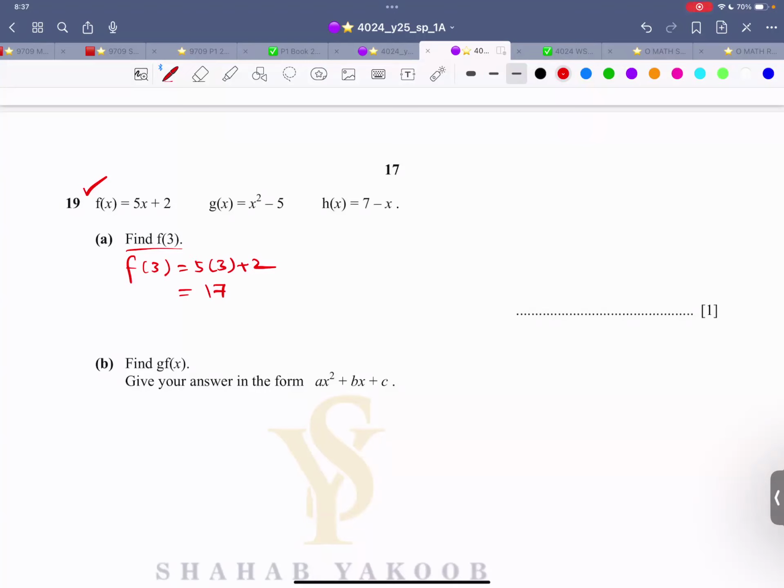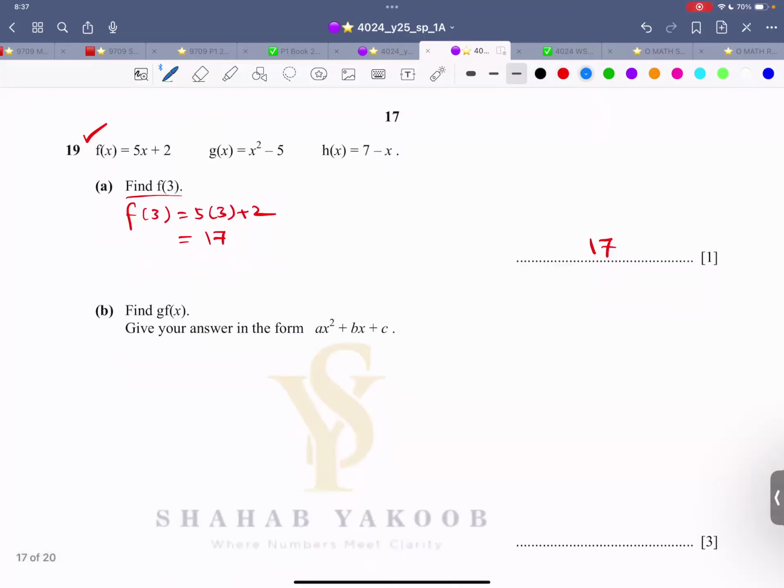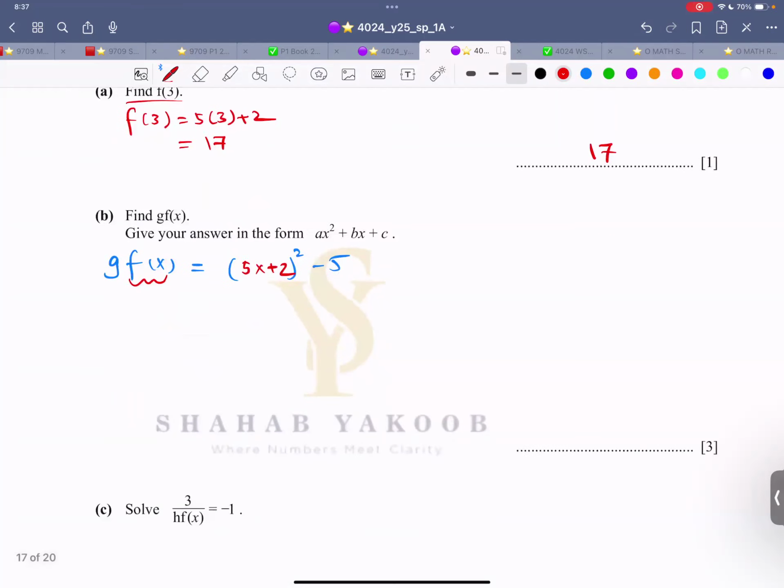So now this is this thing. That is 19. This comes out to be 17. Find g of f of x in this form. So now g of x is this. When we write g of f of x, that means g of f(x). So therefore, that is something squared minus 5. What is that something squared? That is this f(x). So (5x plus 2) whole squared minus 5.